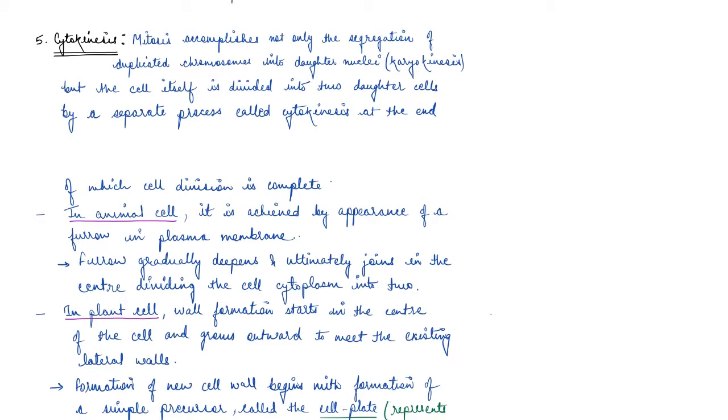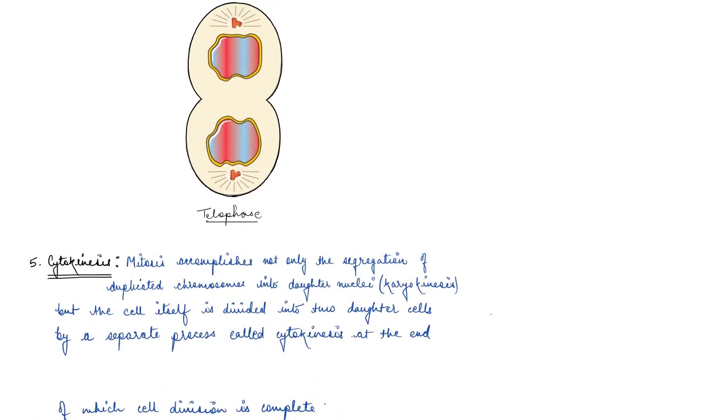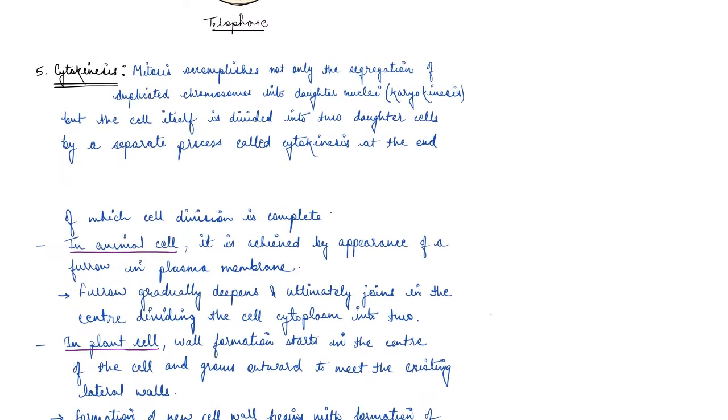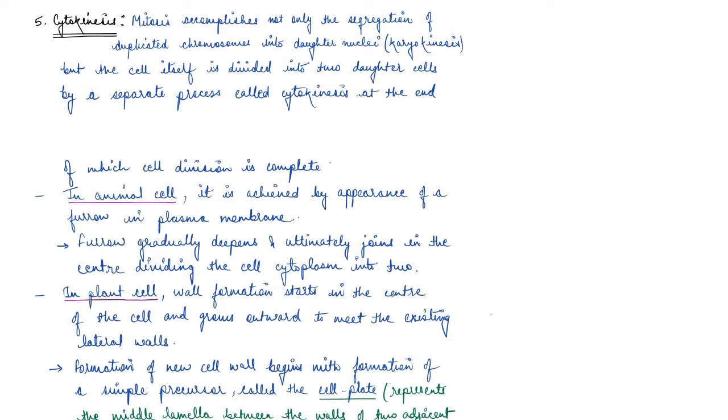In an animal cell, this is basically achieved by the appearance of a furrow. You can see here during telophase, there is a furrow formed. This is a furrow, right? The cell division is marked by the presence of that furrow in the plasma membrane, and this furrow gradually deepens and ultimately joins in the center, dividing the cell cytoplasm into two.